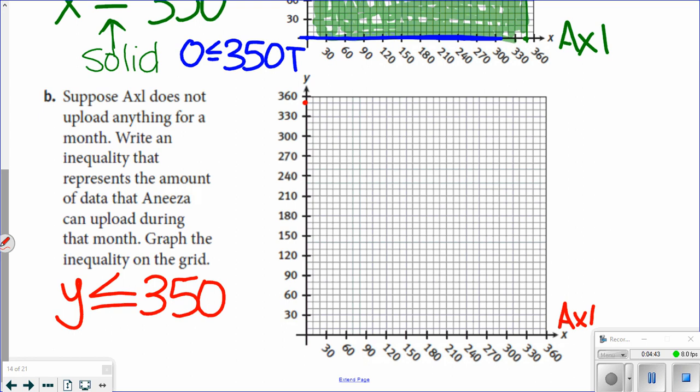And when we have a Y, it's a horizontal line, and maybe we need to make a note of that. It's a horizontal line because I want to touch my Y-axis, but not the X. So we are parallel to the X. And because of my inequality symbol, my line is solid.